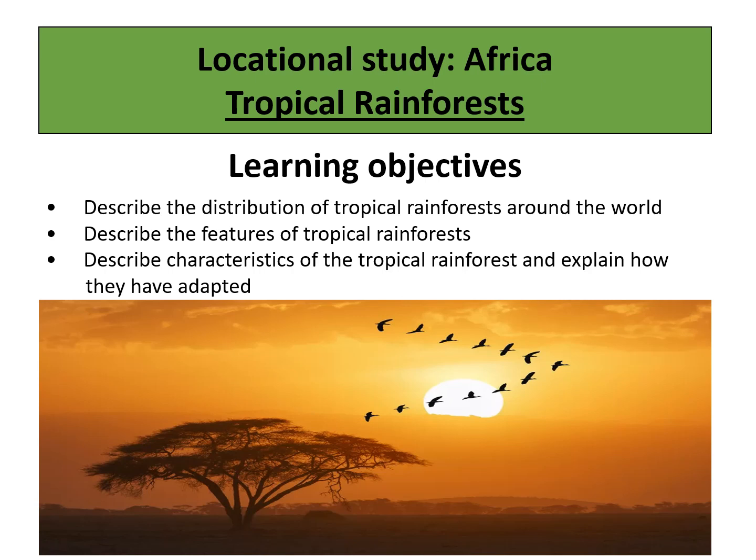Well, we're going to be describing the distribution of tropical rainforests around the world. We're going to be describing the features of different tropical rainforests and the different layers that tropical rainforests are made up of. And then we're going to be describing the characteristics of tropical rainforests. So looking at the plants and animals within them and explaining how they have adapted. So how they have changed their way of life and their features to survive in this environment.